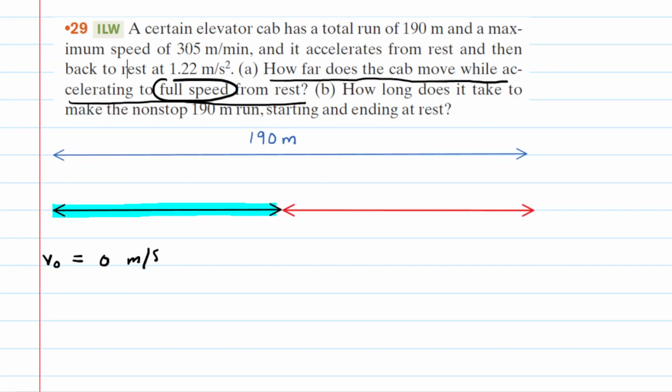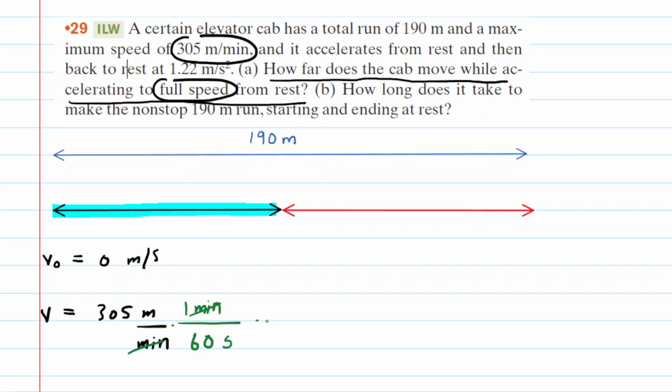And we know that the maximum speed is 305 meters per minute. So the final velocity would be 305 meters per minute. For some reason, they gave it in meters per minute. We need to convert that into meters per second. So we'll do a quick conversion here. We know that 1 minute is equal to 60 seconds. And if we multiply by that conversion, the minutes will cancel, and this will give us meters per second, which turns out to be about 5.083 meters per second. So that would be the final velocity.